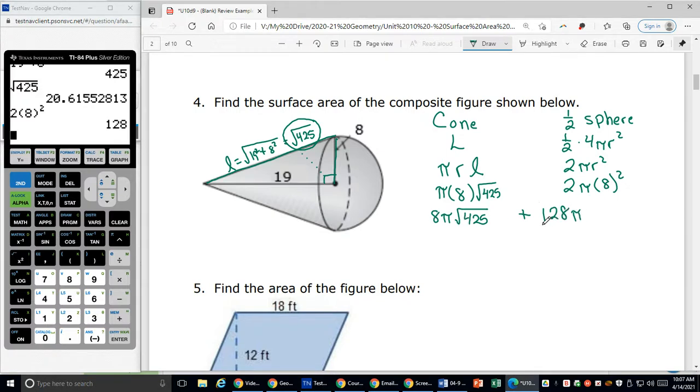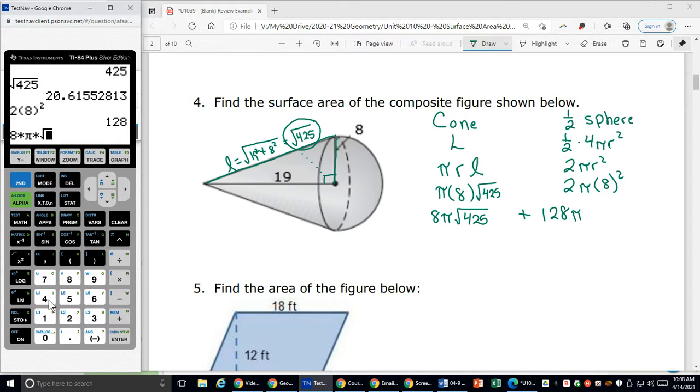Okay, now normally we'd be able to add these together because they both have pi's, and I'd be able to get an answer that was simplified, an exact answer. But this is going to be as close as I'm going to get to an exact answer, because since this one has a square root and this one doesn't, we can't consider them to be like terms and add them together. So this is really kind of my exact answer. I'm going to go ahead and put the whole thing in my calculator to get an approximate answer. So I'm going to do 8 times pi times the square root of 425.